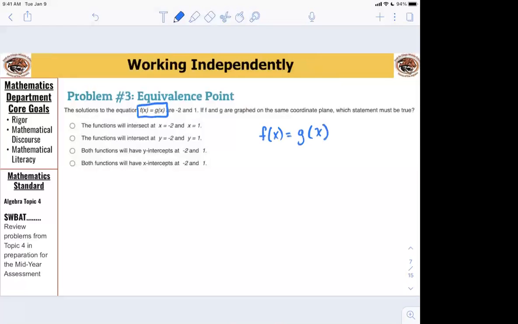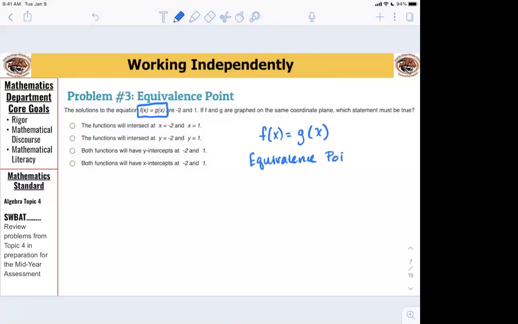Is it the solutions? We're looking for the solutions. So we're going to figure out something to do with the solutions, but there's a different word and it's on the screen somewhere. What is it called? When it's asking about f of x equals g of x, Bianca said it, equivalence point.